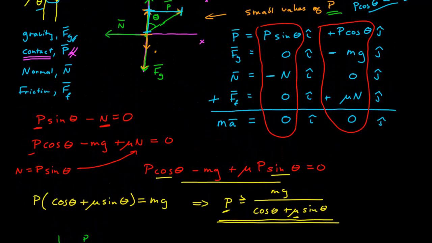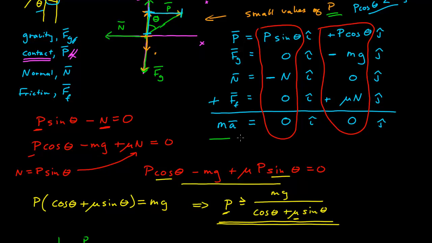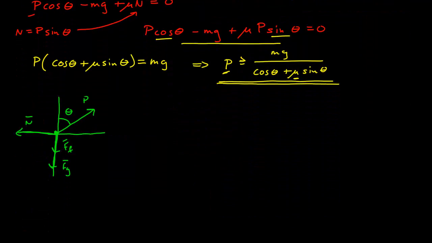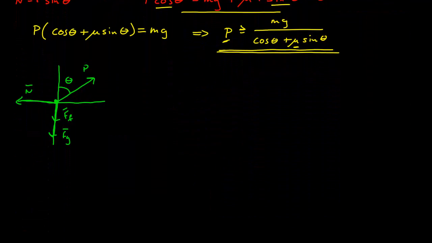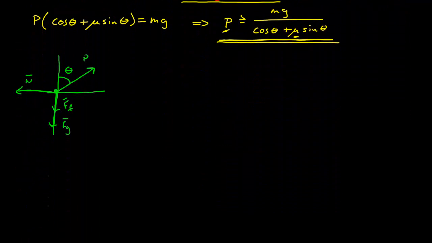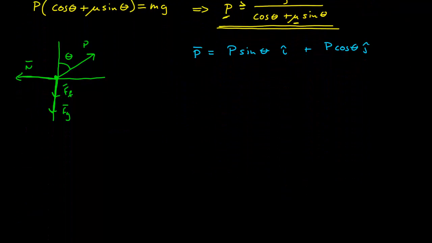Okay, so it turns out that I have exactly the same system I had before, only in this case, this changes sign. But we can do that pretty quickly. So what do we do? Push force first. So our push force is equal to P sine theta i hat plus P cos theta j hat, and then gravity.